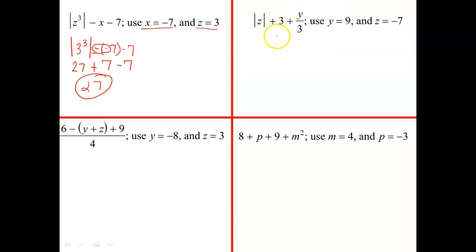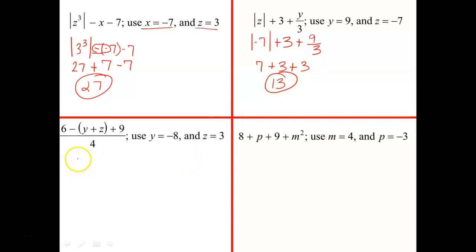Same thing over here, the absolute value of z. So we have the absolute value of -7 plus 3 plus y is 9 over 3, okay? So we have the absolute value of -7. The absolute value, we know it can't be negative. A distance can't be negative. So it's +7 plus 3 plus, what is 9 divided by 3? 3. So we have 7 plus 3 plus 3, which is 13.